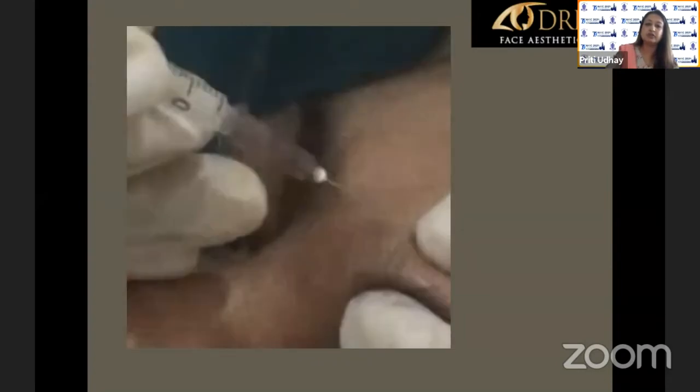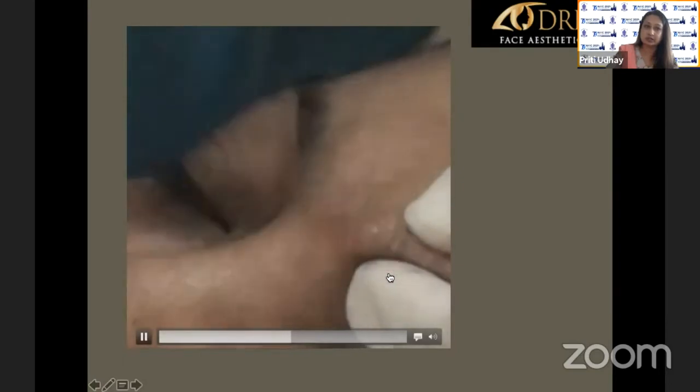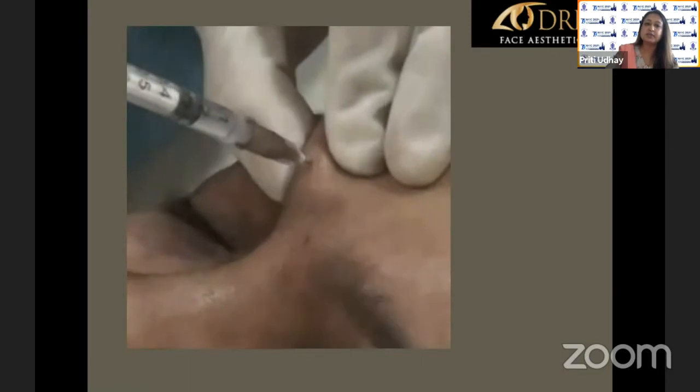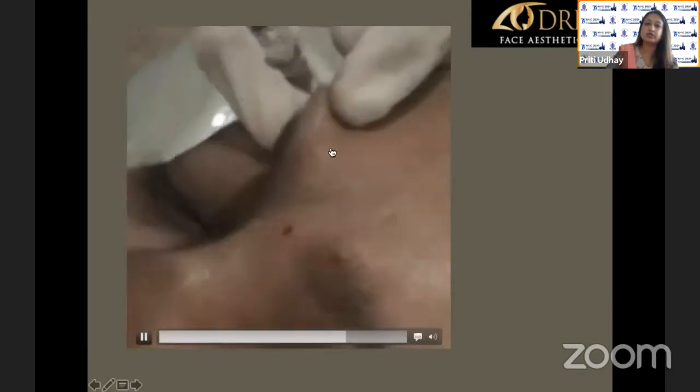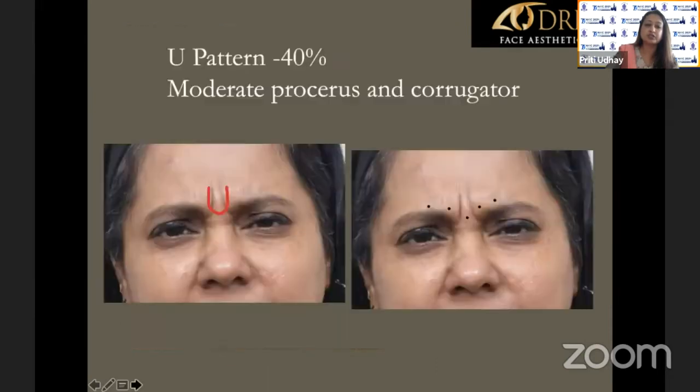For the head of the corrugator, keep your finger at the orbital margin so that you don't have diffusion inside the orbit, because that can cause a levator paralysis and ptosis. And when you go to the tail, make sure that you are very superficial so that you do not have a problem with diffusion inside the orbit. Now, when you have glabellar folds, you see what kind of pattern it is.